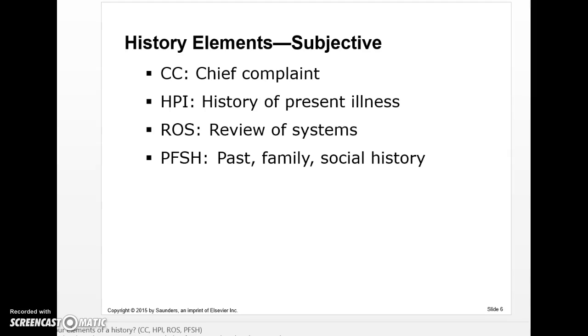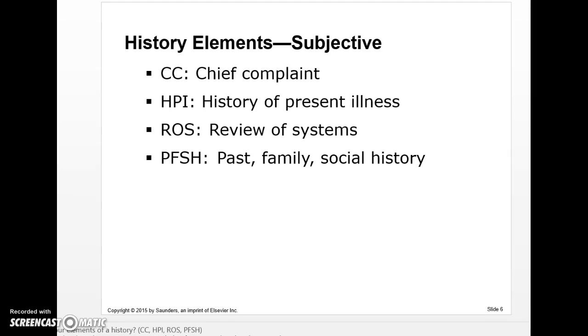Next will be the history of the present illness, the HPI. So the doctor is going to ask during the HPI, okay, how long have you had this pain in your lower back? Did you do something that caused the pain? Did you have an accident? What makes the pain better or worse? Might even ask, do you have tingling in your feet? Several questions will be asked during the history of the present illness.